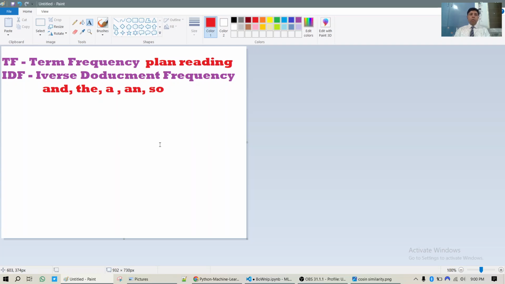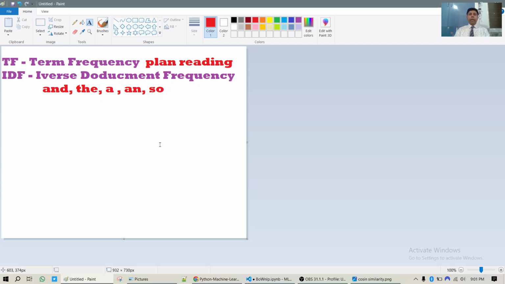These words, like for example "and" and "so", right? These are present in the speech or documents in huge numbers, but they do not contribute. They should not impact the context of the speech, right?